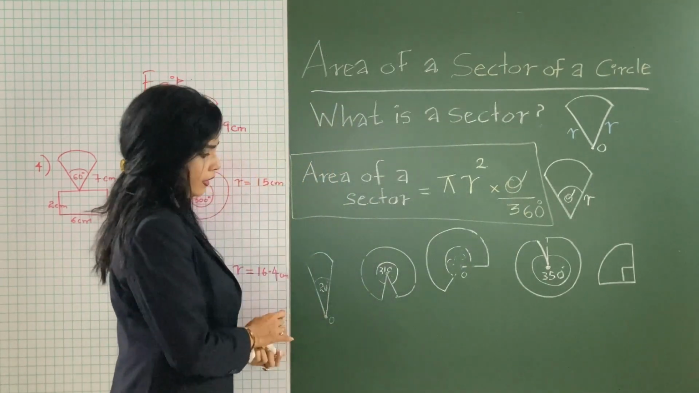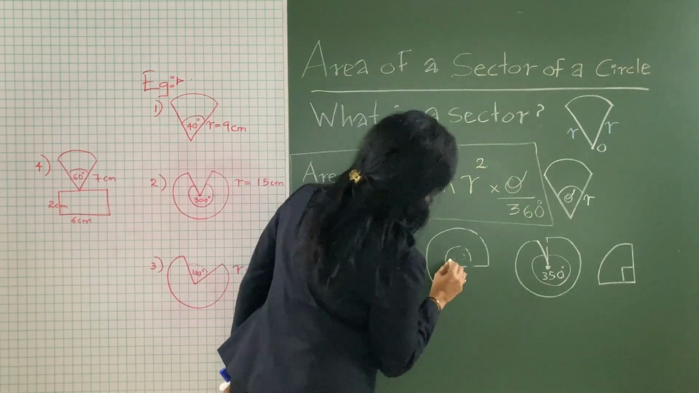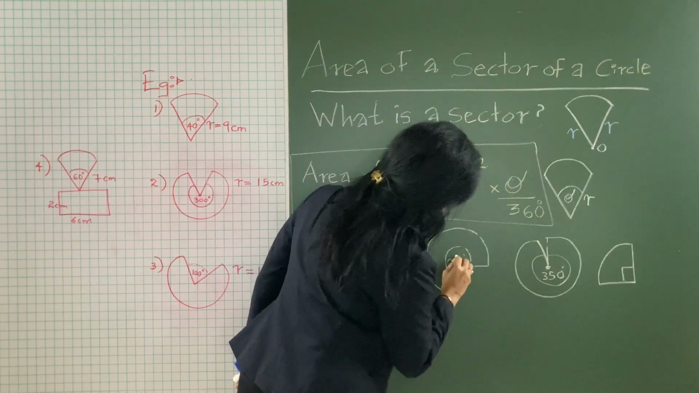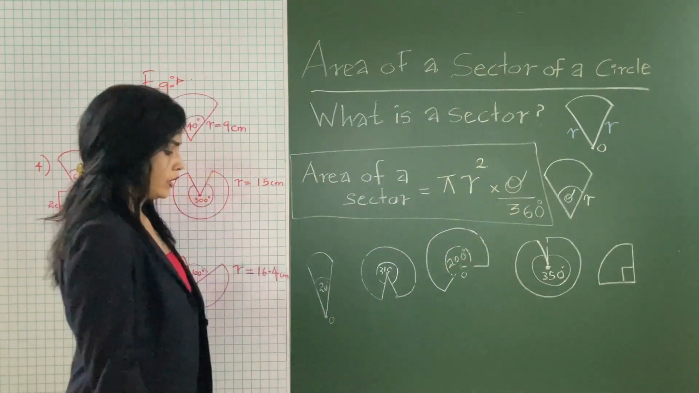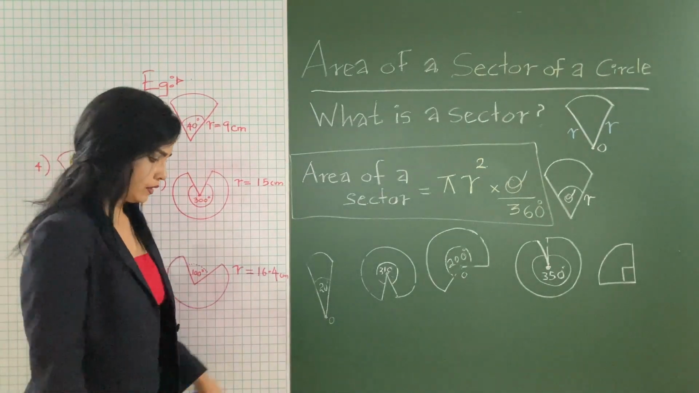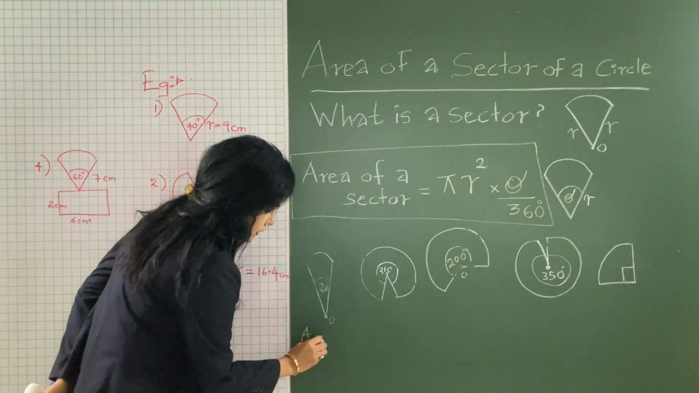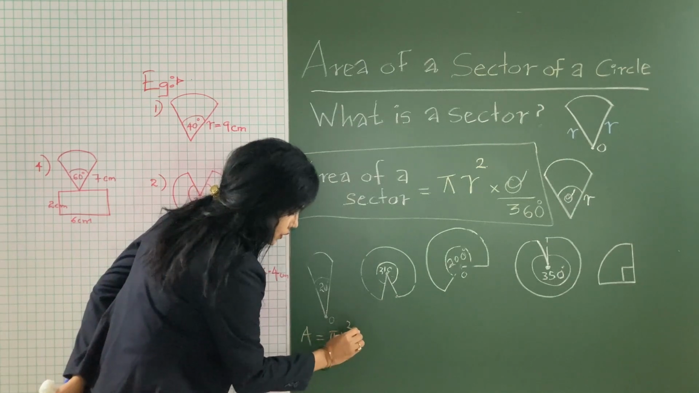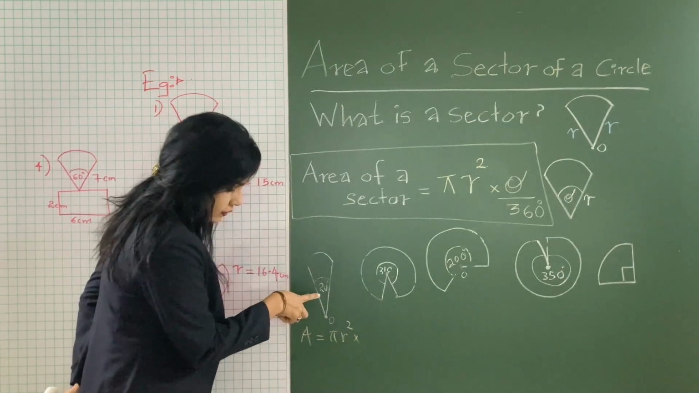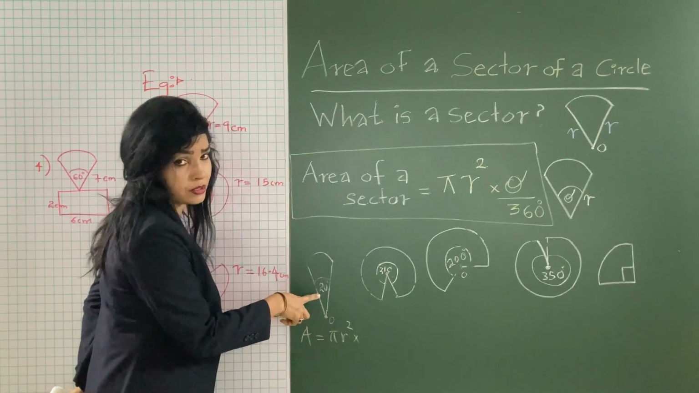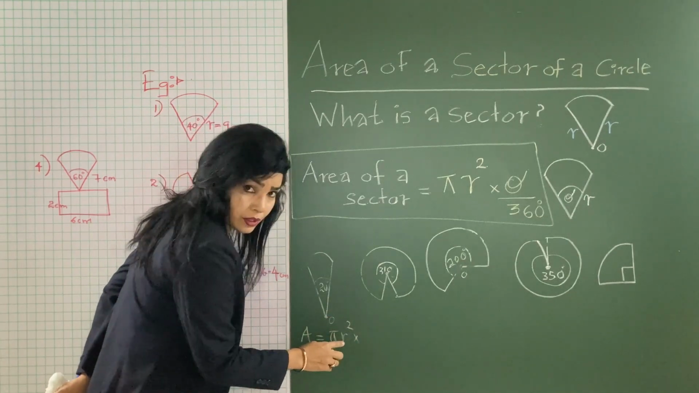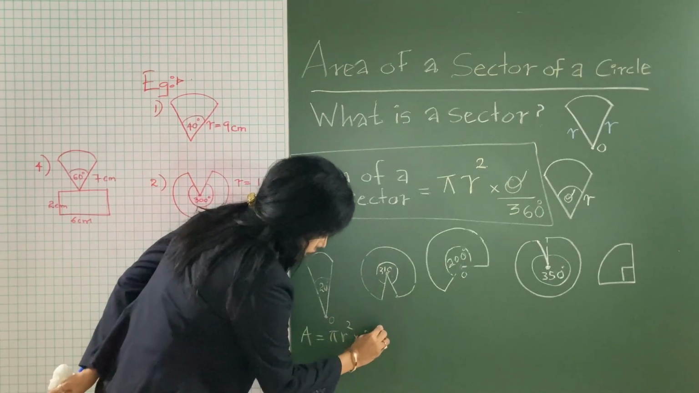Okay, now we have some sectors here. I have drawn some sectors here to generate the formula. Okay, so you know that the area of a sector is equal to pi r square into theta over 360. Here the theta is 20 degrees. So what is the formula? Pi r square into 20 over 360.